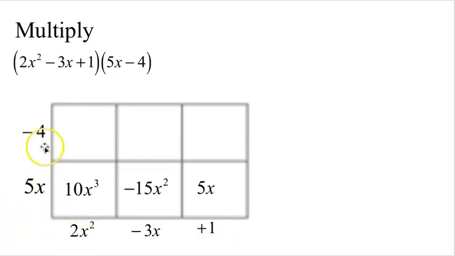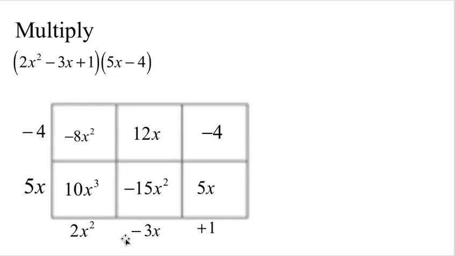Next up, I get 2x squared times negative 4. 2x squared times negative 4, 2 times negative 4, negative 8x squared. Next up, negative 3x times negative 4, which would be 12x here. And finally, 1 times negative 4 is negative 4.